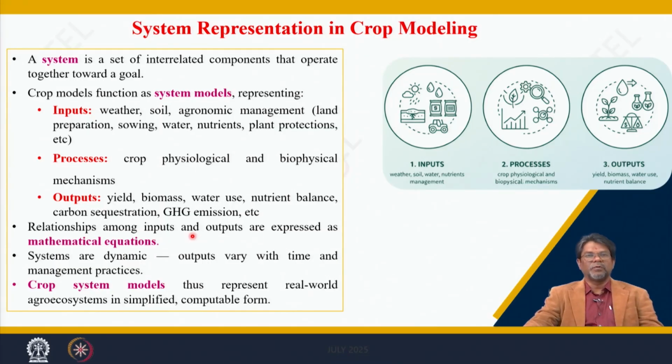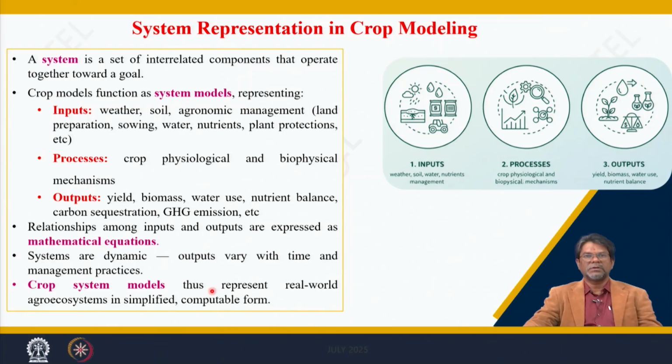What is the input output system? The core objective of crop modeling is to establish the input output cause and effect relation in the model. Systems are dynamic, so outputs vary with time and management practices. The crop system model thus represents the real world ecosystem in a simplified and computable form. So, this is the representation of the crop model.